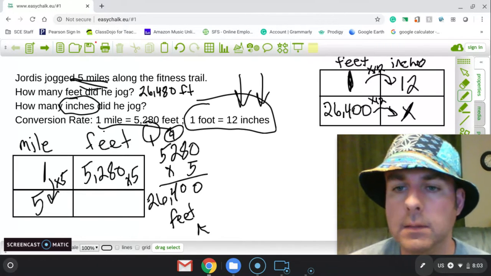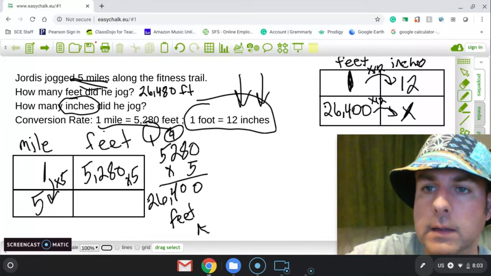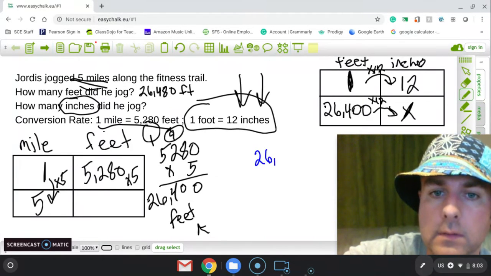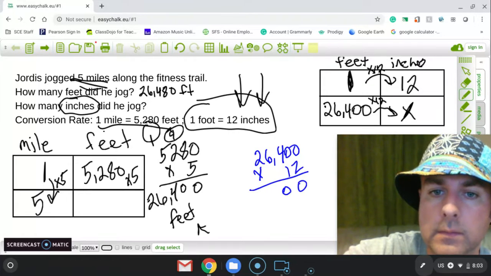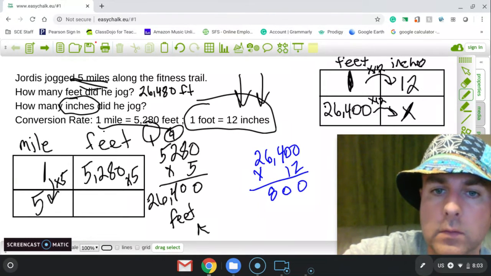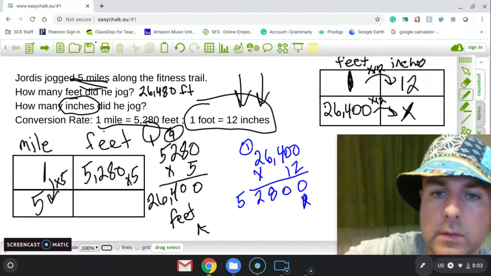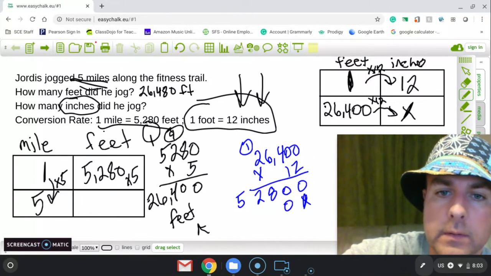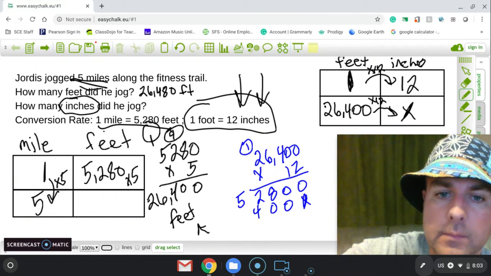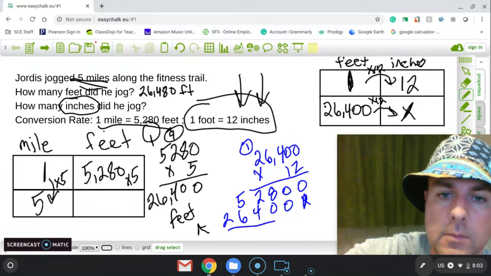So here I've got to take 26,400 times 12 to find the number of inches. So right here, I'm going to go ahead and do that. I'm going to take my 26,400 times 12. 2 times 0, 2 times 0, 2 times 4 is 8. 2 times 6 is 12. Regroup my 1. 2 times 2 is 4, plus 1 is 5. Put in my placeholder because I'm shifting over to the tens column. 1 times 0, 1 times 0, 1 times 4, 1 times 6, 1 times 2, and then we're going to add these up.